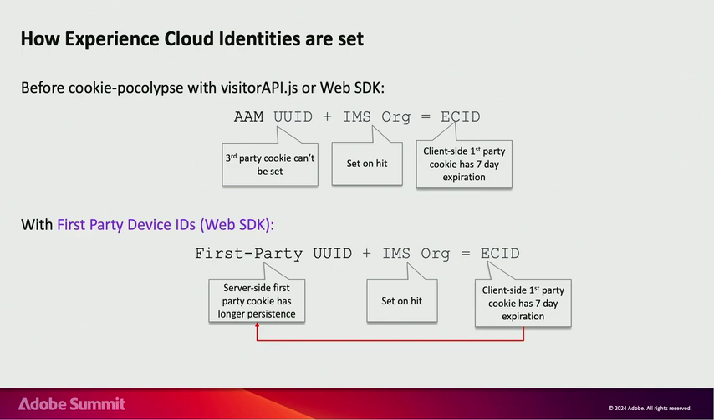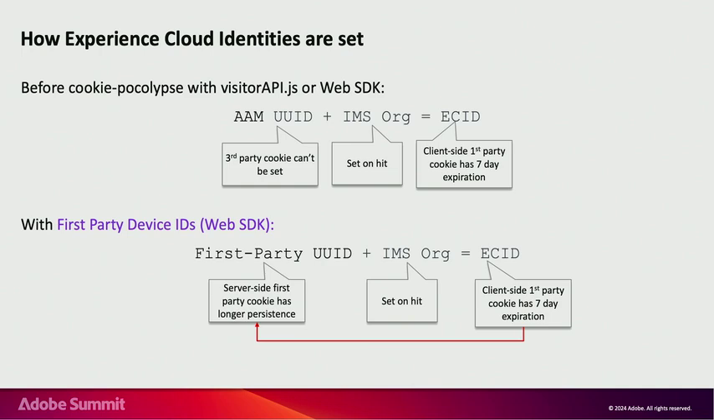Our ECID is still set as a client-side first-party cookie, which means it's still going to have a 7-day expiration. But if the user comes back to the website after 7 days and that cookie is gone, your first-party UUID in that server-side cookie is still there. We send that with IMS org ID again, and we get the same ECID again. That allows you to build persistent profiles on people who are coming to your website that aren't necessarily logged in.